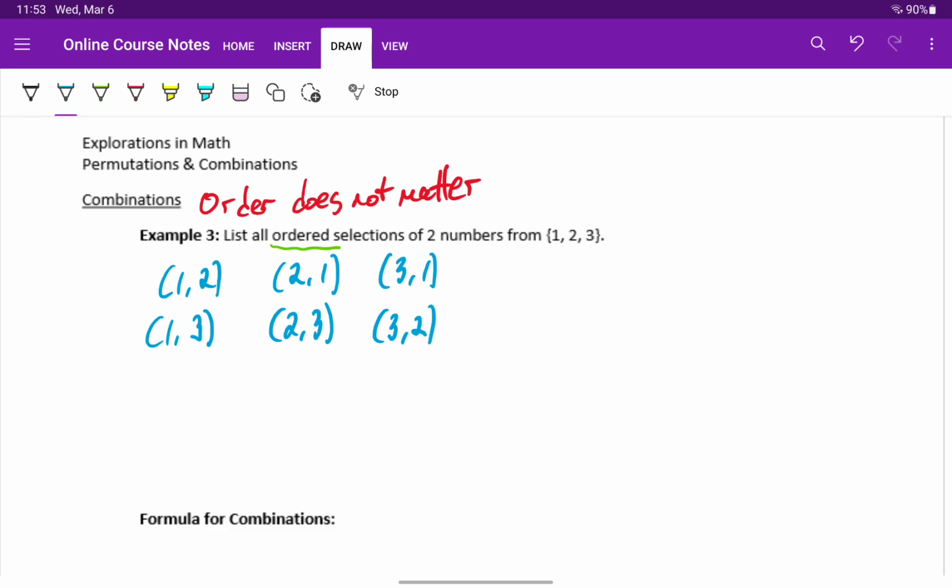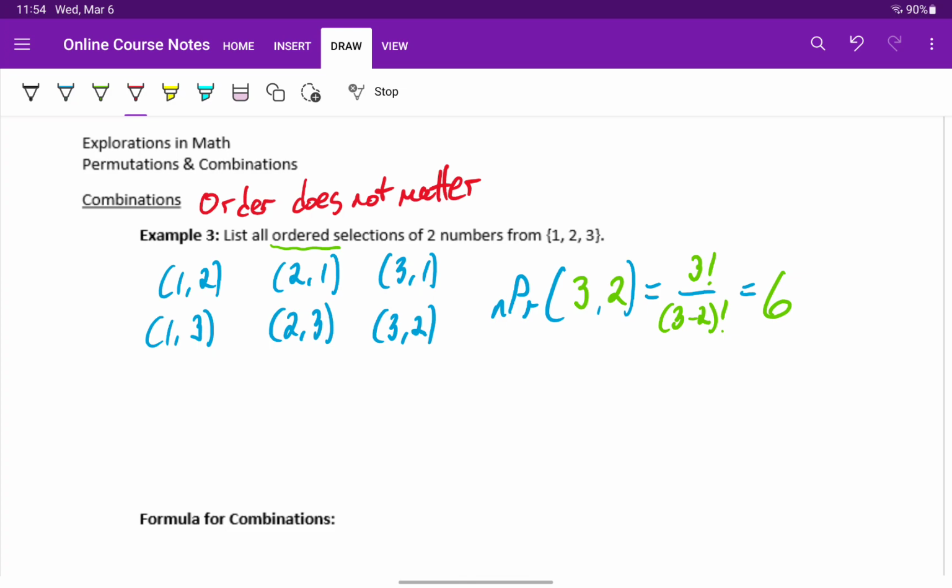So we come up with 6 different possibilities, which makes sense because if we calculated permutations with n equal to 3 and r equal to 2, this would give us 3 factorial all over 3 minus 2 factorial, or 6.